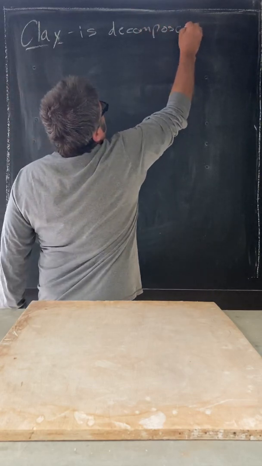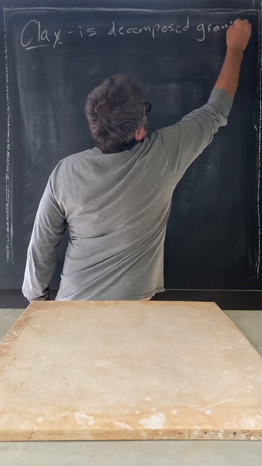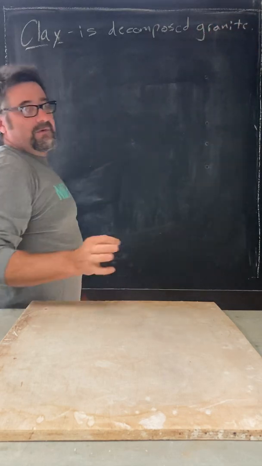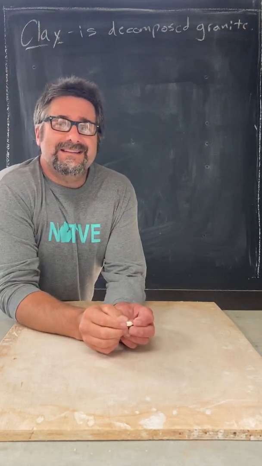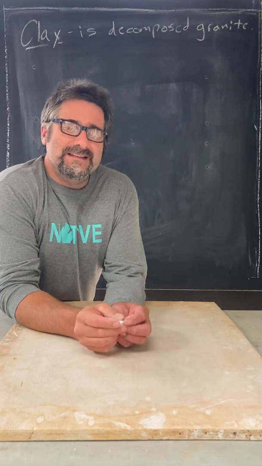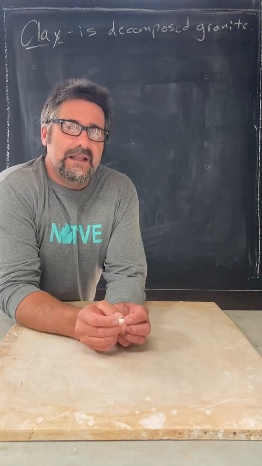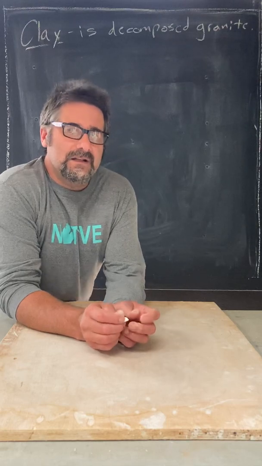So clay, for right now, we want to know that clay is decomposed granite. Now, clay can come from other rocks too, but granite is one of the main rocks that clay comes from. Granite is a feldspathic rock, meaning it has alumina and silica in it, which are two of the main things that are in clay.